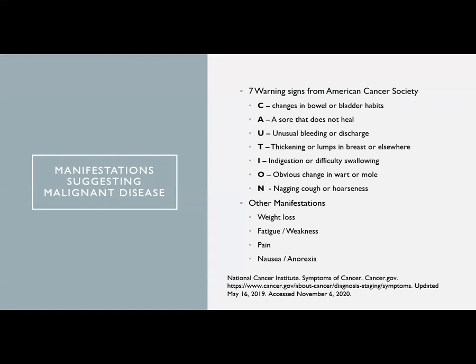So these are the 7 warning signs of cancer from the American Cancer Society. Caution is what they usually use. C, changes in bowel or bladder habits. A, a sore that does not heal. U, unusual bleeding or discharge. T, thickening or lumps in the breast or elsewhere. I, indigestion or difficulty swallowing. O, obvious change in a wart or mole. N is nagging cough or hoarseness.